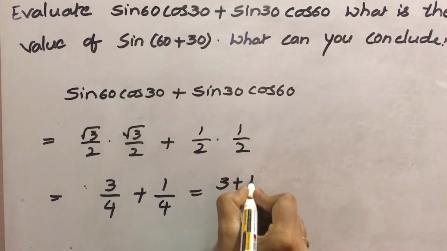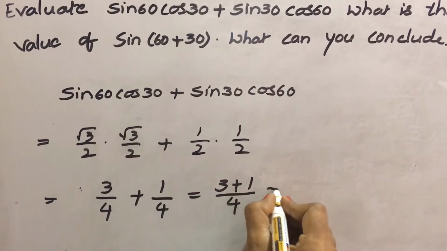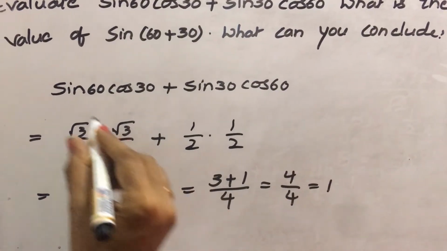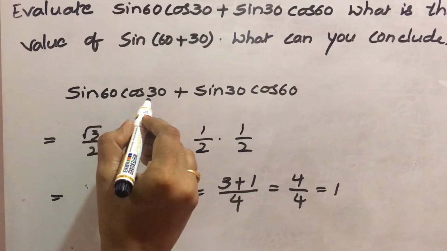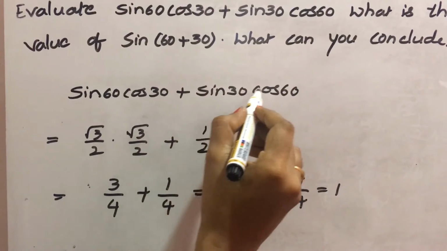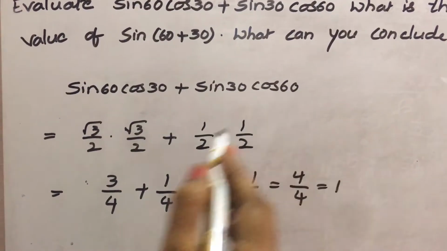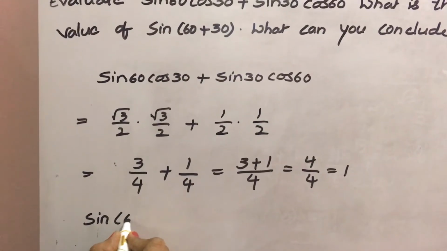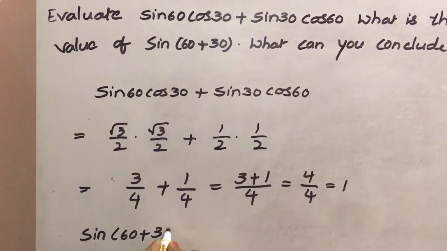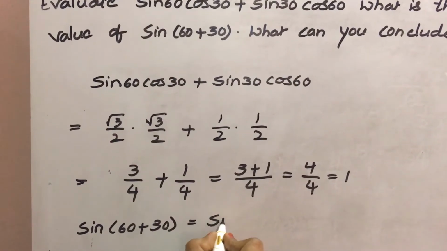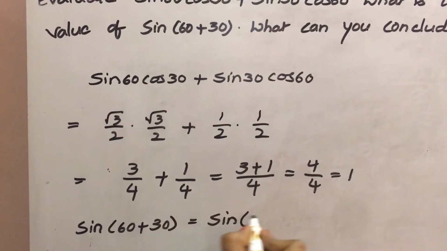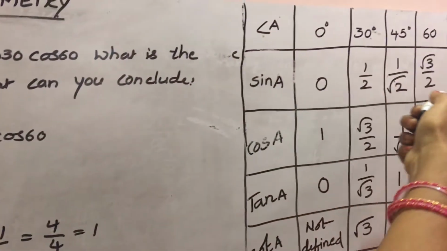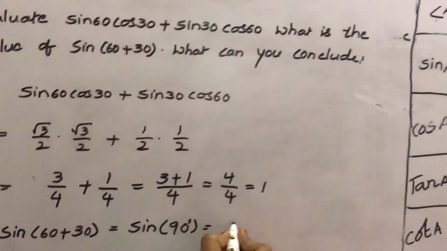As these are like fractions, we can add like this. 3 plus 1 is 4, 4 by 4 is equal to 1. Now, the value of sin 60 into cos 30 plus sin 30 into cos 60 is 1. Let us see the value of sin 60 plus 30. 60 plus 30 is equal to 90. What is the value of sin 90 degrees? Sin 90 degrees value is equal to 1.